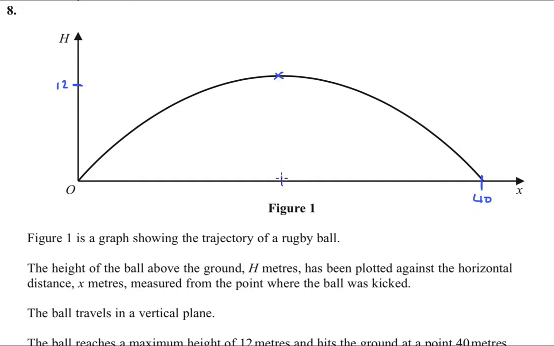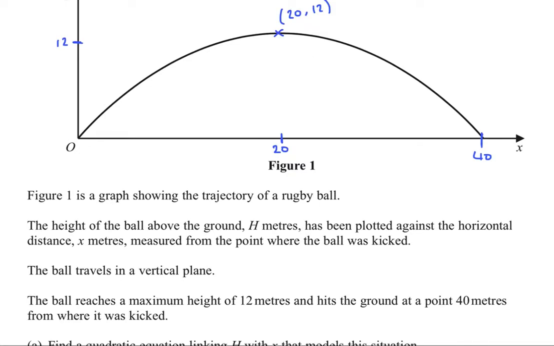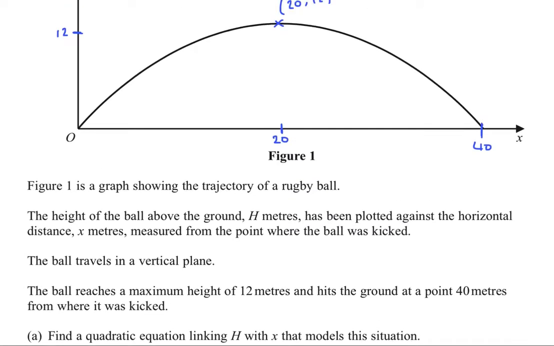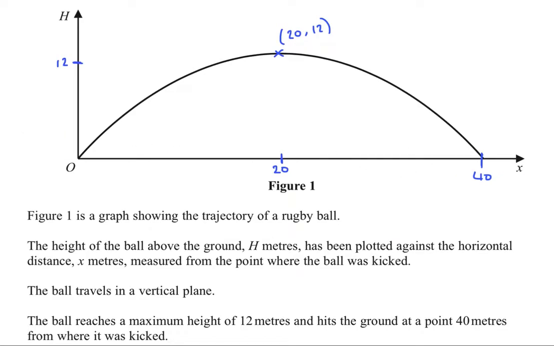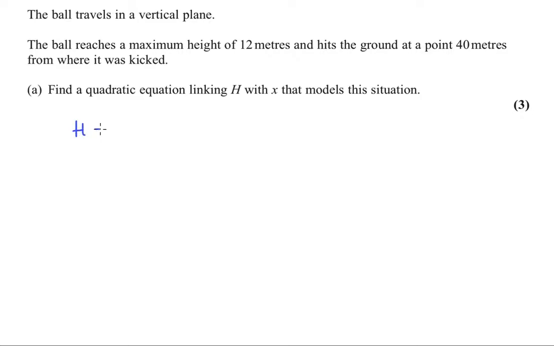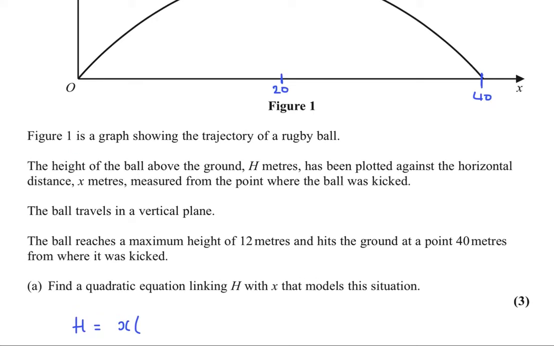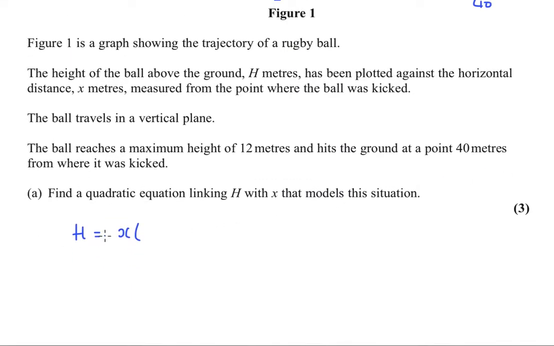The peak will happen halfway along the distance that it's travelled. So that point is going to be (20, 12). That means that we can write it in completed square form. The other thing we could have done is write it in bracket form because of the 2 points it crosses the x-axis. So that's maybe what most people will actually have done. We'll have written x bracket, it's negative, so negative x bracket 40 take x, you've probably gone for.